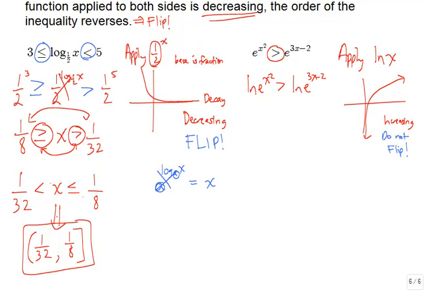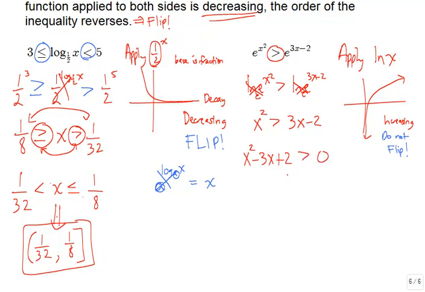So here's our new inequality. The reason we chose those ln's is so that they would cancel out those base e's. So we're going to end up with just an x squared greater than a 3x minus 2. Now that's a quadratic inequality, so in order to solve it, I'm going to want to get a 0. So I'm going to subtract 3x and add 2 over to the left and get a 0 on the right.